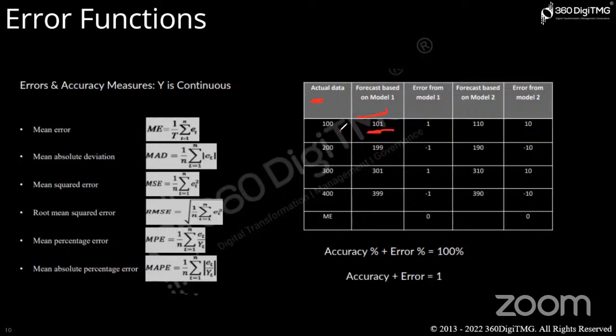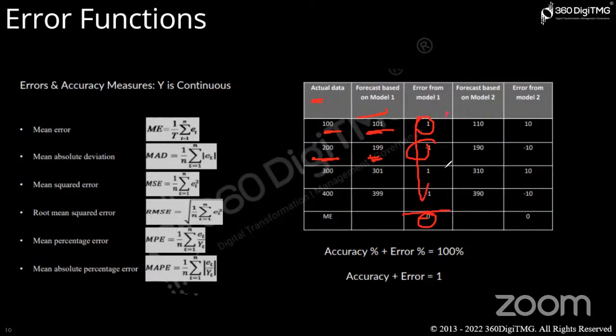So it is 100 and it is 101. What is the difference we'll have? 1. That is the error term. Actual data is 200 and the forecast predicted using the model is 199, that is minus 1. If you calculate the mean of all those, it will always equal 0. That doesn't mean we don't have any error, right? We have an error, but the mean of those is 0.